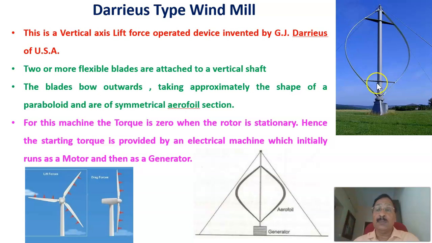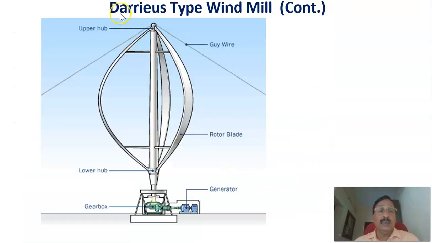Therefore, this is a picture of a Darrieus type windmill. It's the same thing; we'll see it in the coming slides. This is the continuing Darrieus type windmill. This is a pictorial representation here. Of course, these are the blades. Rotor blades are there, and the wind is the drag.